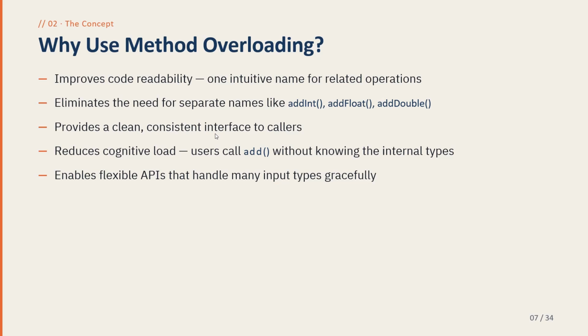Now let's understand why method overloading is useful. Suppose we want to perform addition of integers, floating numbers, or different number of values. Without overloading, we might create separate functions called add int, add float, add double, etc. So this can make the program unnecessarily complicated. With method overloading, we can simply use the same intuitive function called add, without worrying about the internal types, and add can be called for any related operations. This improves code readability and provides a clean and consistent interface to the programmer.